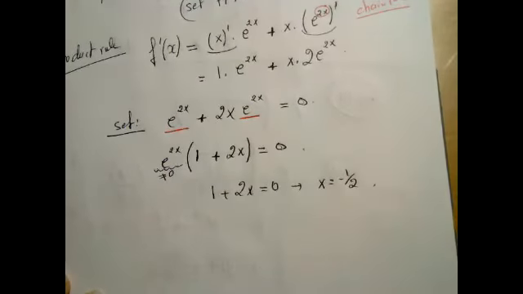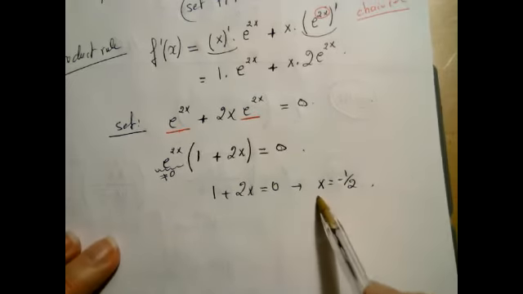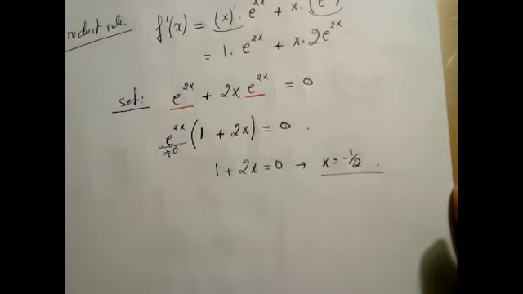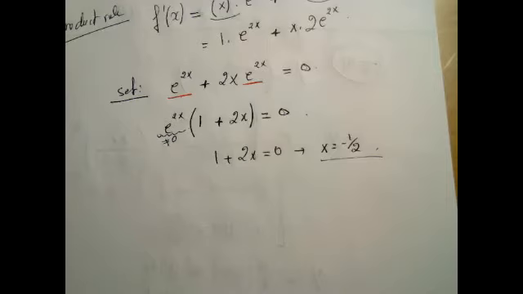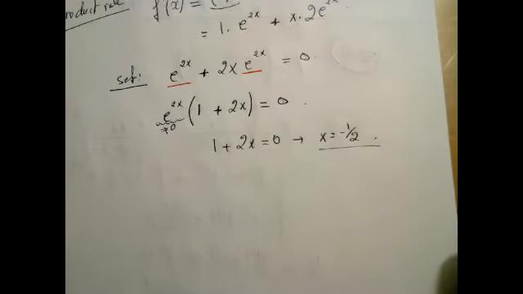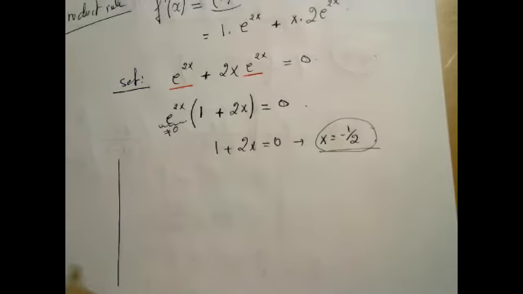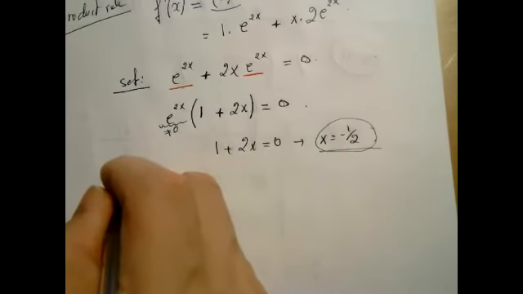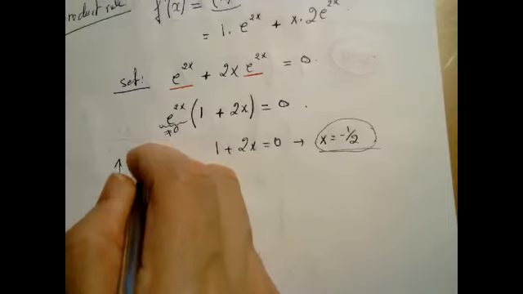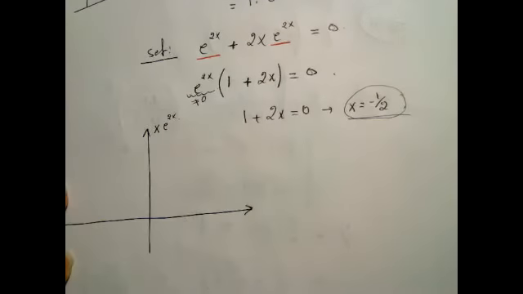All right. Now the second question is, explain the meaning of your answer to part A in terms of the graph of f. So x equal minus a half in terms of the graph of f. What does this represent? In terms of the graph, what do you expect, at least for now, to happen at x equal minus a half? So if I'm graphing this function, that's x e to the 2x. That's the graph of this function. And this is x equal minus a half.